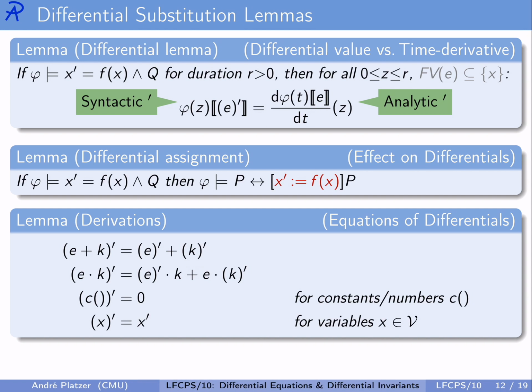Likewise, the differential of e times k is equal to the differential of e multiplied by k plus e times the differential of k. The value of the left-hand side is really always equal to the value of the right-hand side, which means this equation is a valid equation. For example, we will be adopting it as an axiom.